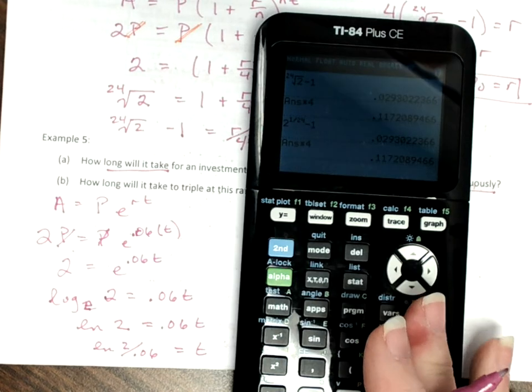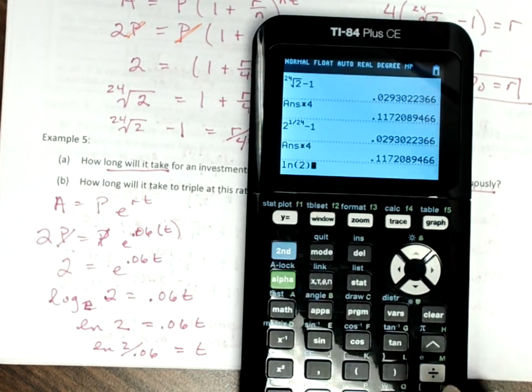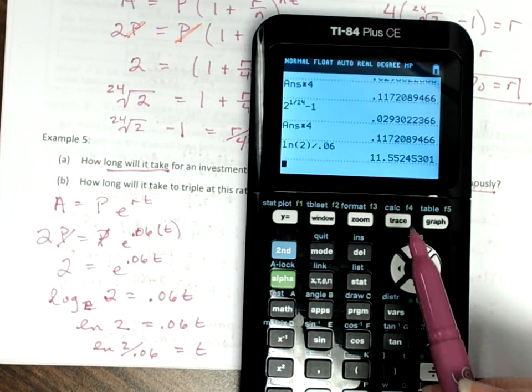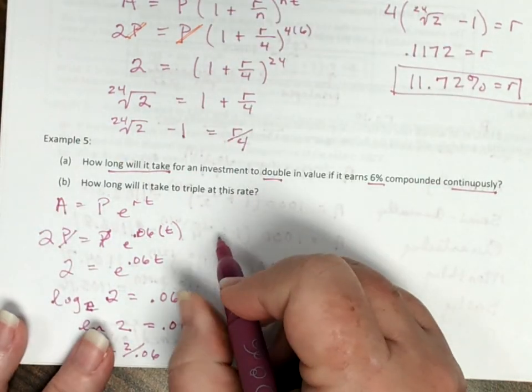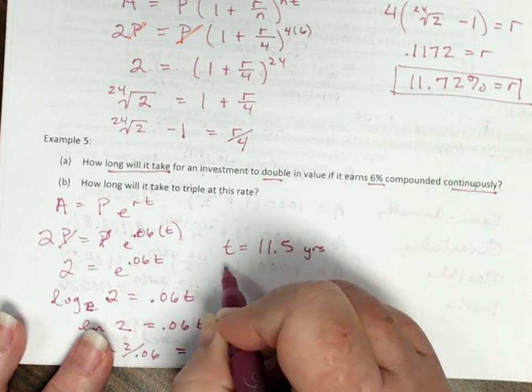Typing that into my calculator, I've got the natural log of 2 divided by 0.06, and it will take me 11 and a half years. So the time to double my money would be approximately 11 and a half years.